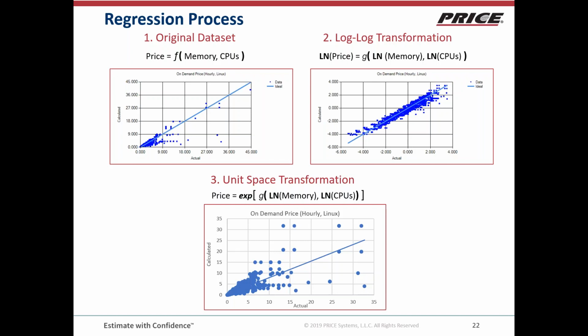This just walks through what the regression looked like. In the beginning, we had the original data set, and when we did the log-log transformation on both sides, as you can see, the fit looks a lot better, with price being a function of memory and CPUs. However, the user can't do anything with log normal price, so we have to bring it back into unit space by taking the exponent on both sides. So these are what the final models look like.